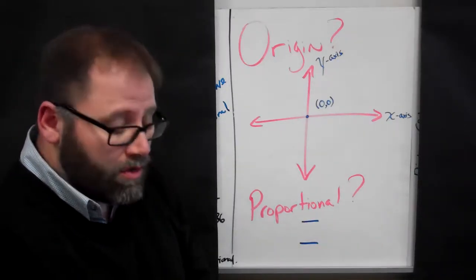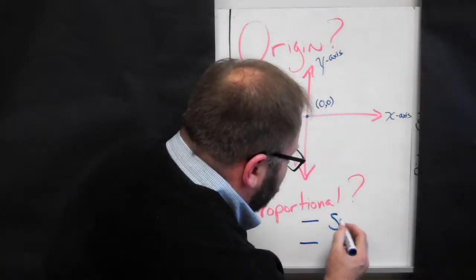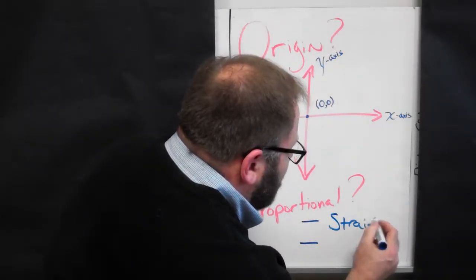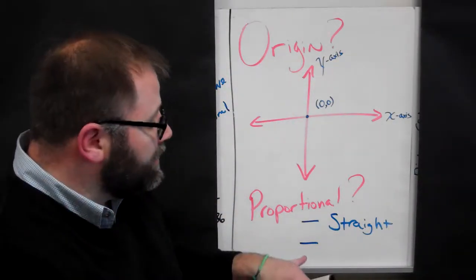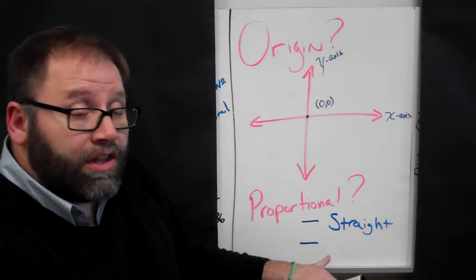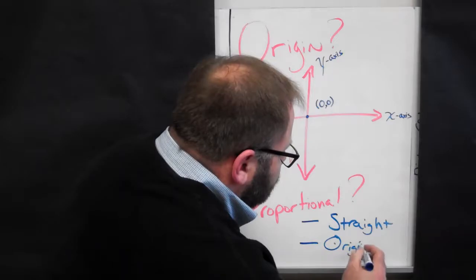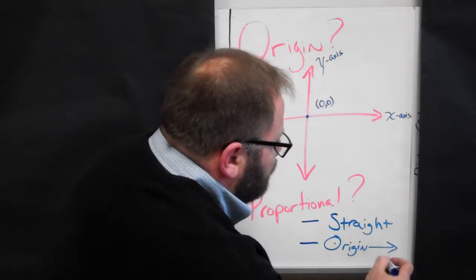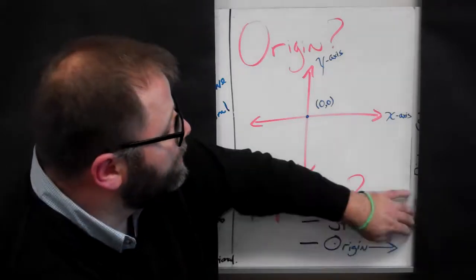There's two things. One, the line that we draw has to be straight. The first criteria for proportional is that the line is straight. The second criteria is the line has to pass through the origin. It has to go through the origin. Otherwise, it is non-proportional.